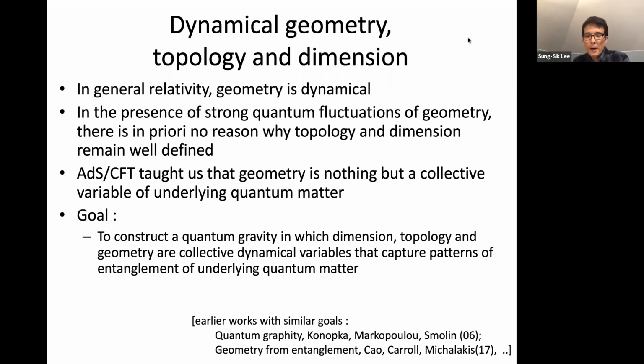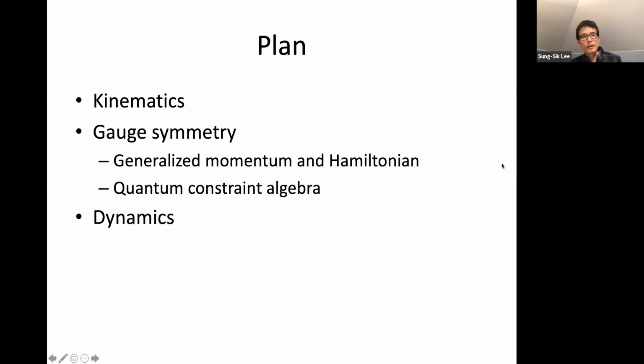So without further ado, let me just jump into the main topic. Roughly, today's discussion is divided into three sections. First, I will talk about the kinematic structure, and then the central part is specifying the gauge symmetry, which determines the dynamics in the constraint system, as in general relativity. And finally, some dynamical consequences of the theory.